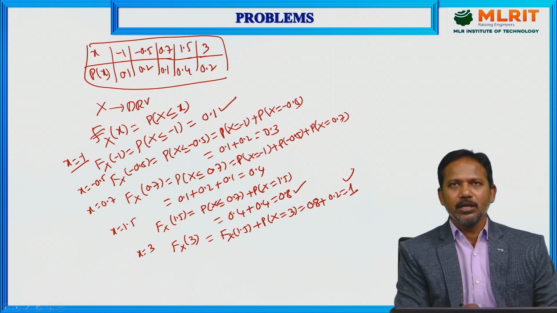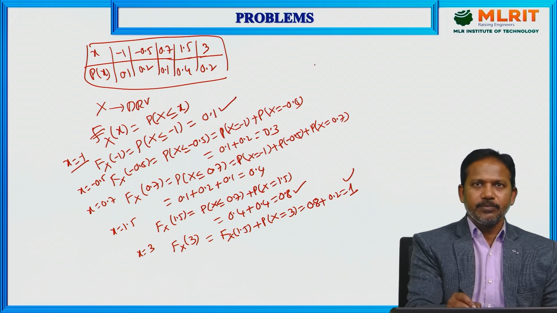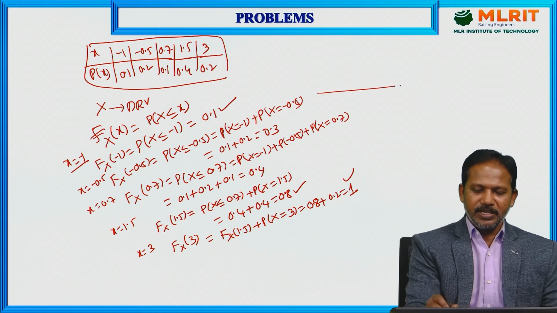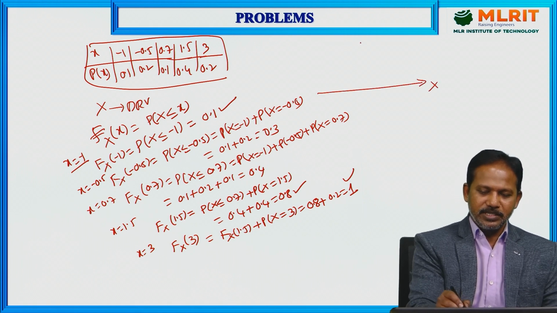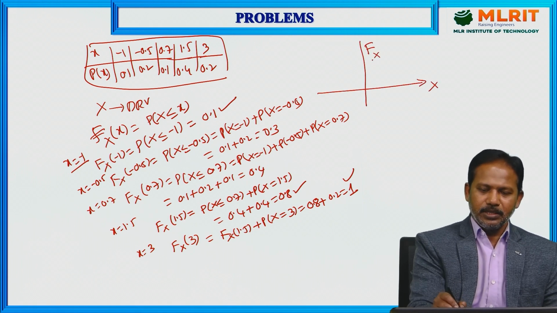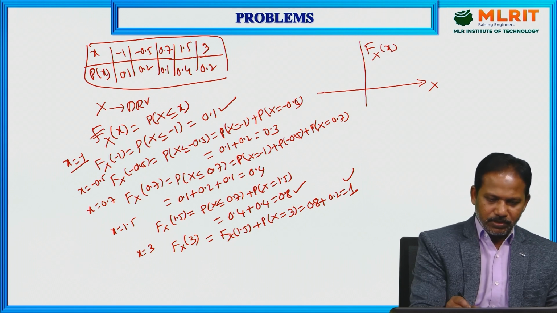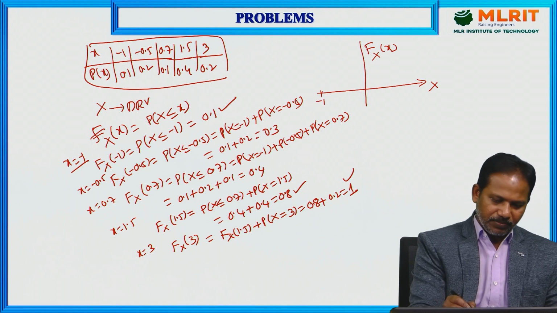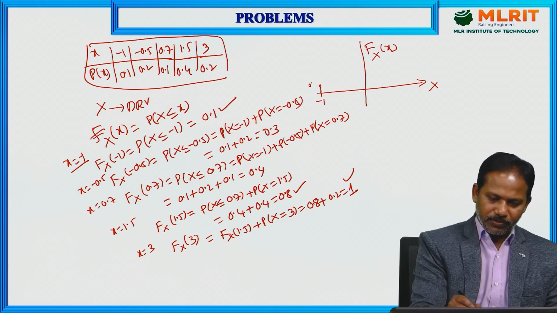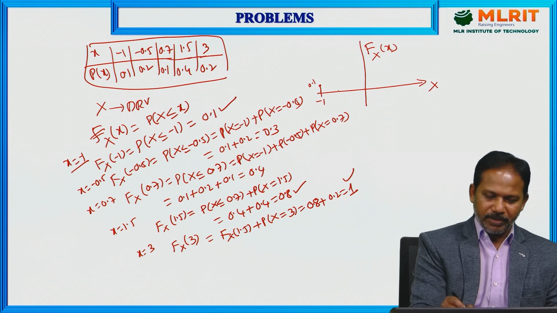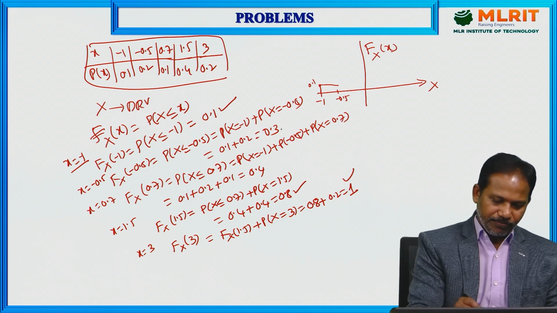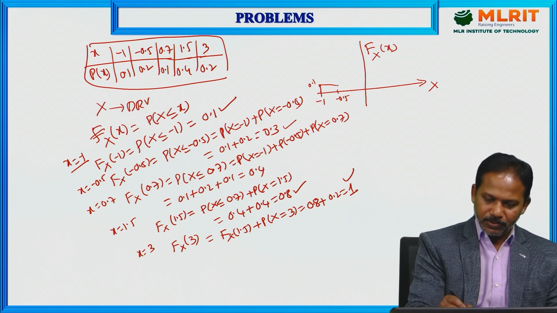Now I need to draw the graph for this. This is my random variable x, and this is my probability distribution function. Assume this is -1. At -1, my value is taken as 0.1. This will continue up to the next sample, which is -0.5. The same value continues up to this point. Next, at -0.5, my value is 0.3, and it stays 0.3 up to 0.7.